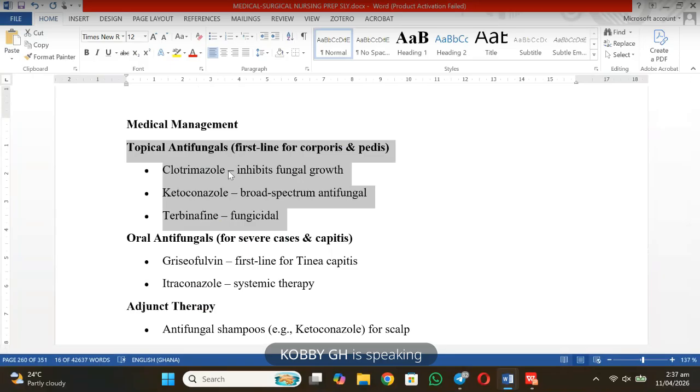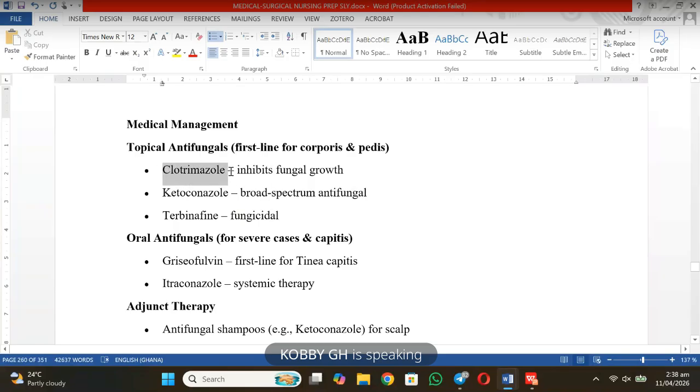Now, for tinea, when it comes to the medical management, the first line is topical antifungal agents. Remember, the first line treatment of tinea is topical antifungal agents. For example, ketoconazole is one of the topical antifungal agents. They can also do clotrimazole. This is also a topical antifungal agent. That's the first line treatment.